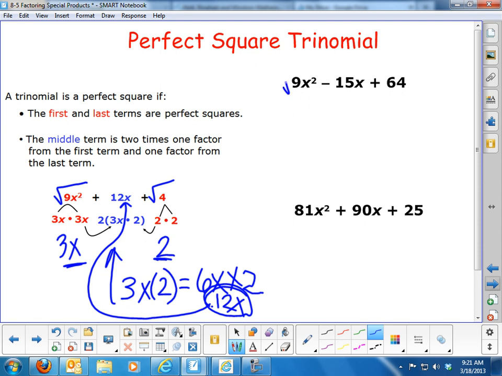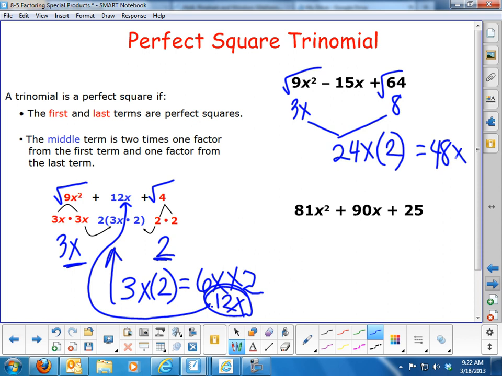I take the square root of 9x squared. Now all I'm doing here is testing to see if it is going to be a special product. This gives me 3x. I take the square root of 64, that's 8. I multiply those together, and that gives me 24x. And then I double it, so multiply by 2, that's 48x. 48x is not negative 15x. So this one right here would not be a perfect square trinomial. It is not a special product.